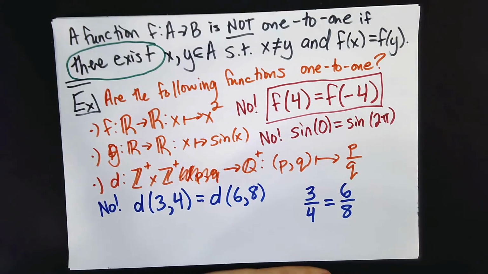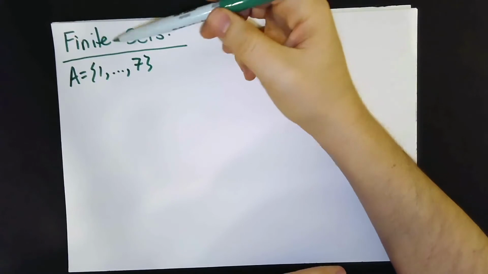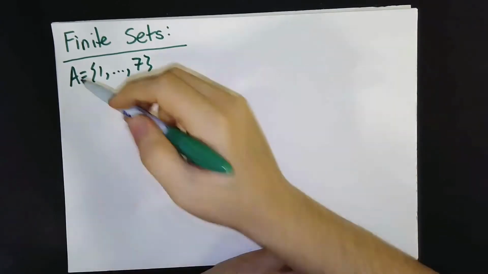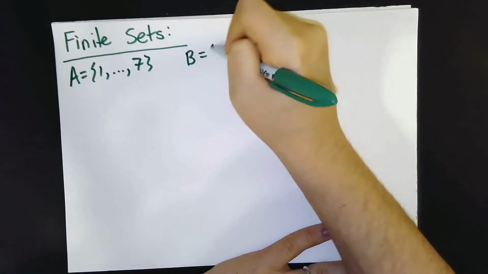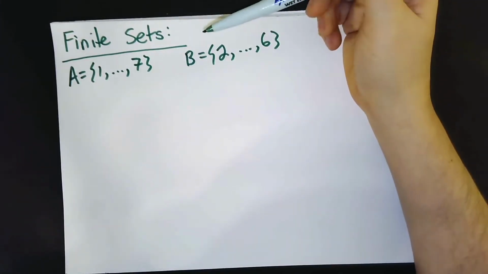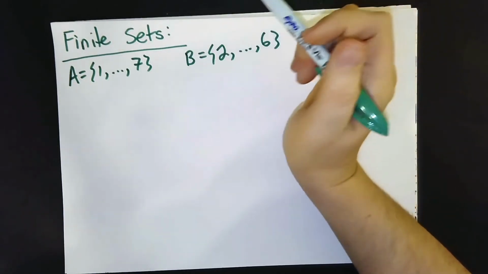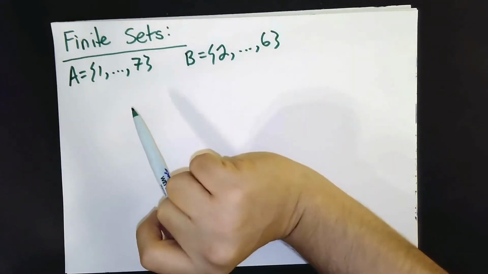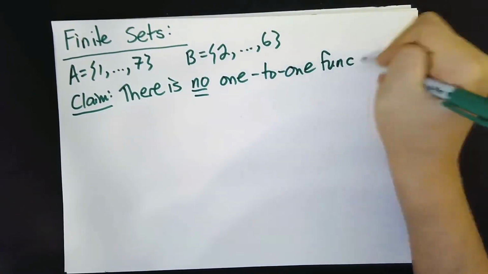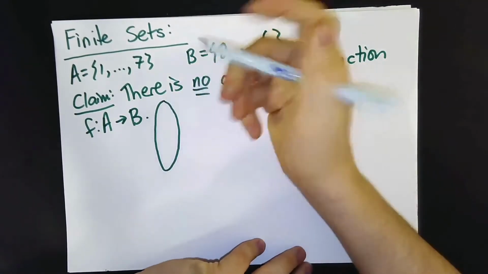We're going to be particularly interested, when talking about these kinds of functions, with what happens when both sets involved are finite. So, for example, if A is the set 1 through 7, and B is the set, let's say, 2 through 6, and the reason why finite sets end up being interesting is that sometimes there's not a one-to-one function from a finite set to another finite set. So if I choose this A and this B, I claim there's actually no one-to-one function from A to B. And if you think about what this would look like in terms of pictures, you might see why.